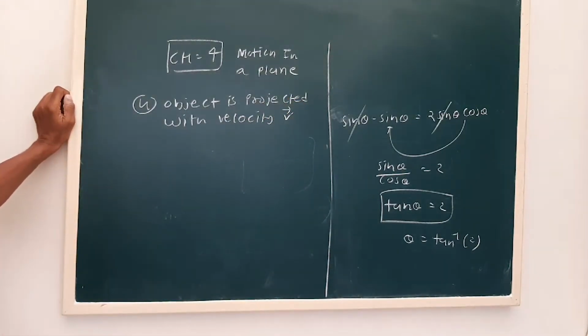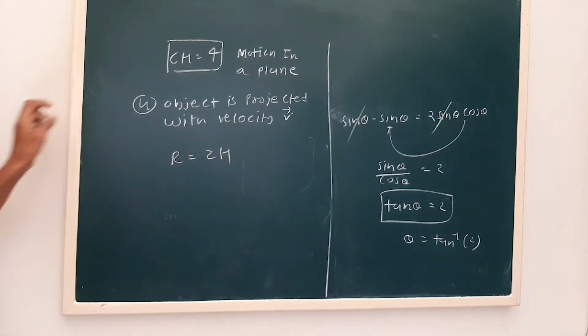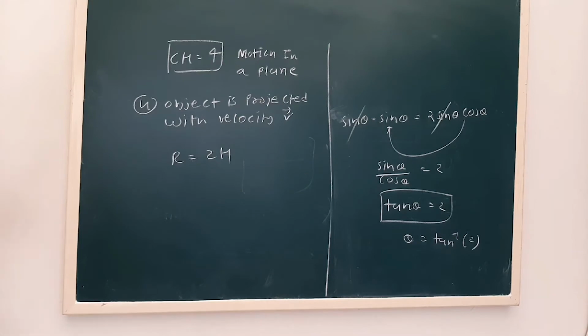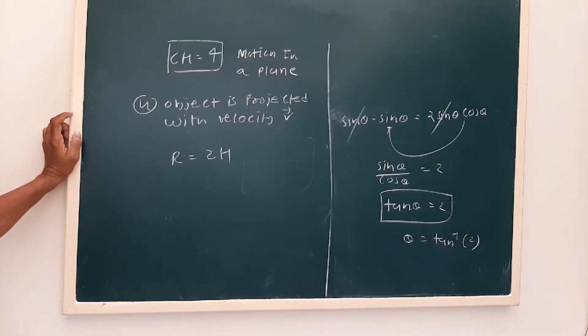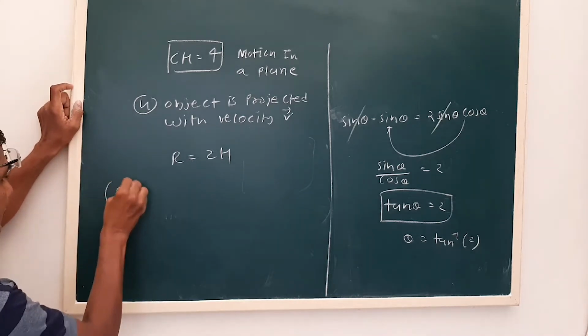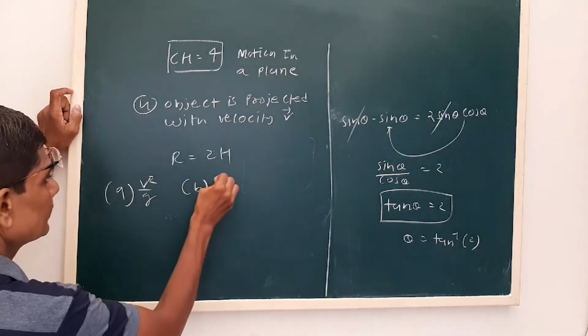See, the range is given as double the height. Now what will be the value of the range? See, the answer is in terms of v and g. The answer is V square by g, D is 3 by 5.